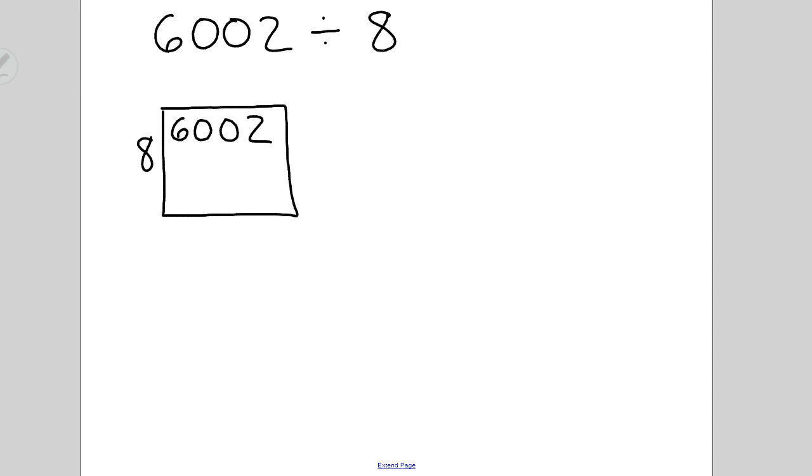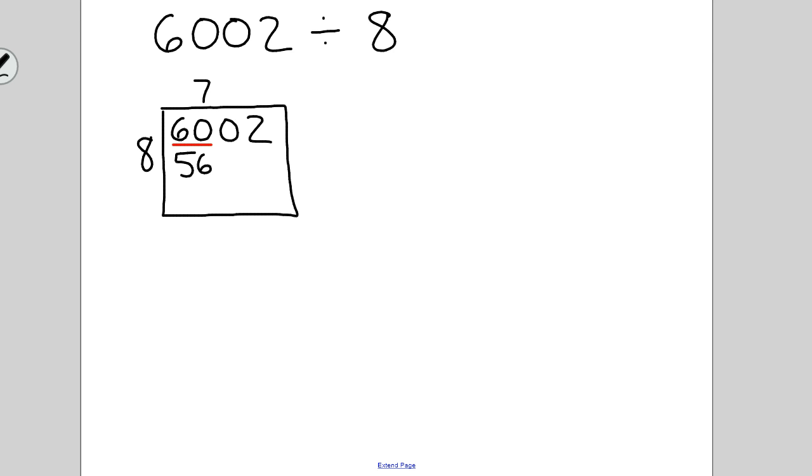Well, to help me out a little bit, I'm going to think of a smaller number. I'm going to think of 60. 8 times what gets me close to 60? Well, if I think of my multiplication tables, 8 times 10 is 80, that's too big. 8 times 9 is 72, that's still too big. 8 times 8 is 64, that's still too big. 8 times 7 is 56. Ooh, so that'll work.